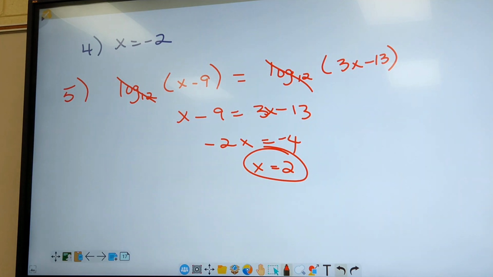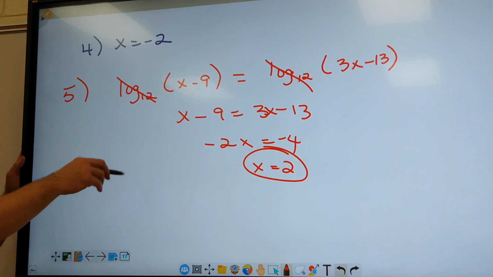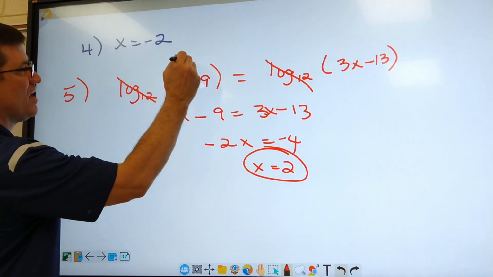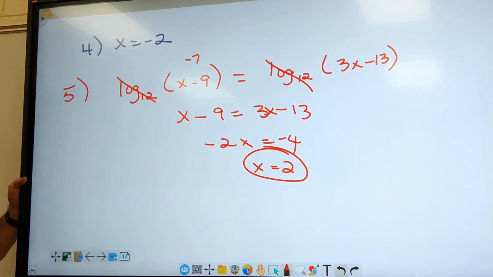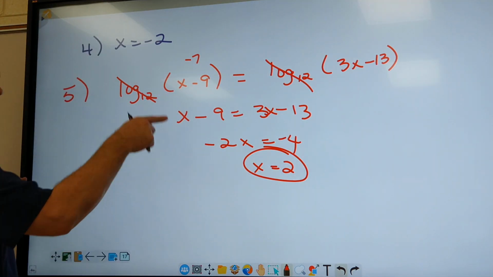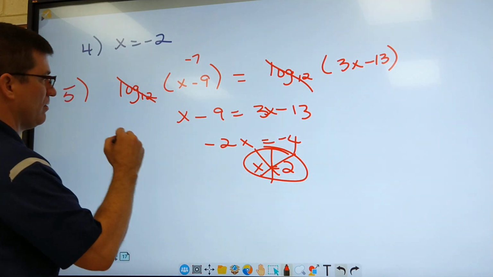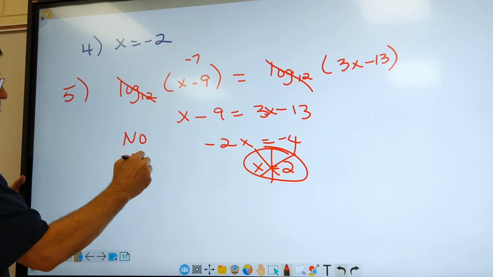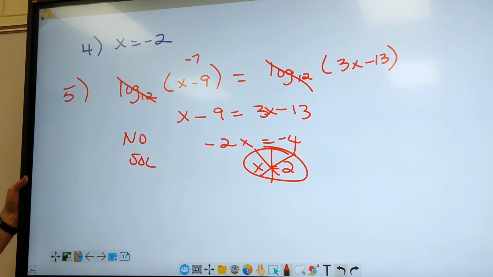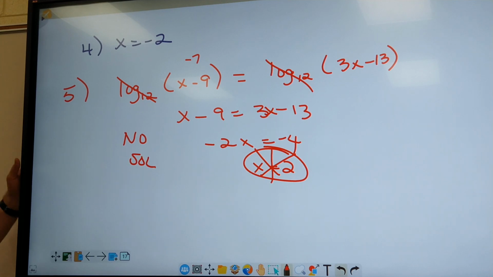Now, does that answer work? If I plug it in, hang on just a second now. 2 minus 9 gives me negative 7. It doesn't matter what happens on the other side. If I get a negative, I throw it out, that's a no solution. Okay, if you got two answers and one of them doesn't make a negative on one side, but it does on the other, you still gotta throw it out.